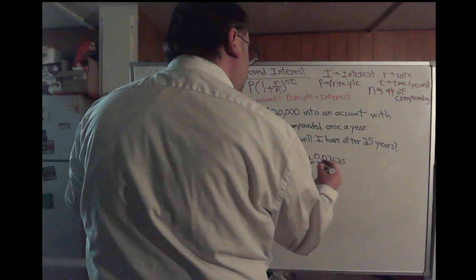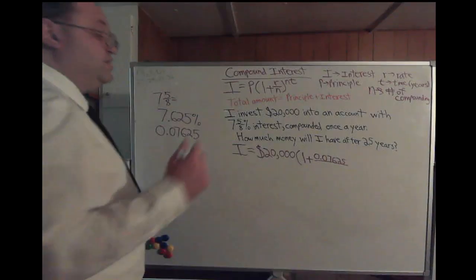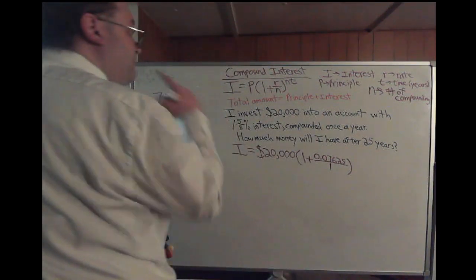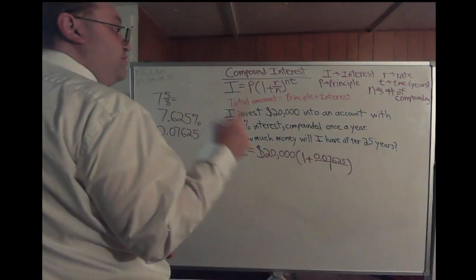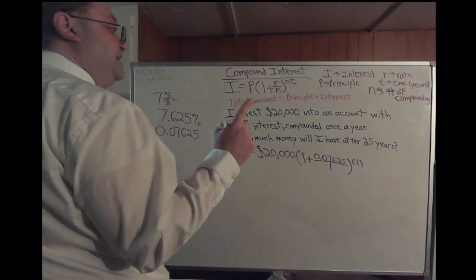So let's write the rate as a decimal of 0.07625 over n, the number of compoundings per year. It's just once. There's only one compounding a year. Then to the power of the number of compoundings per year, which is 1, times the time t in years, 25.